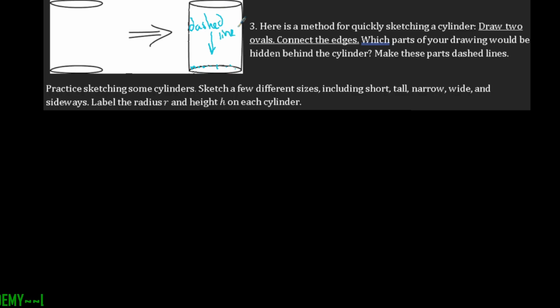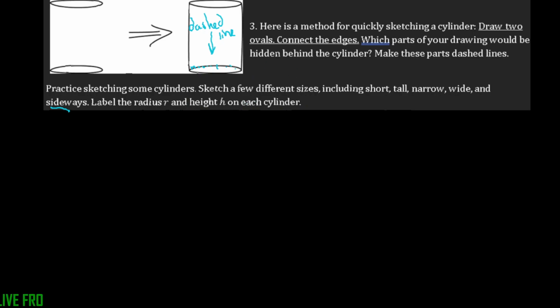So practice drawing these out. I'll do 2, and I want you to do 2 on your own. It says practice sketching some cylinders. Sketch a few different sizes, including short, tall, narrow, wide, and sideways. I definitely want you to do a sideways one. Label the radius R and the height H for each cylinder.